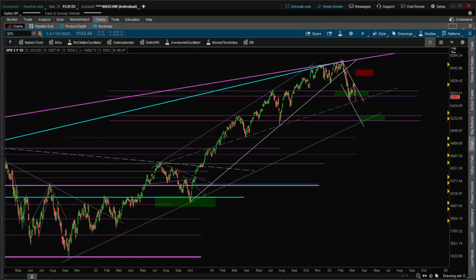So we don't have any structure to the downside yet on any higher degree. And so we'll take a look at all that good stuff. Okay, we're doing this intraday about 11:37 Eastern Standard Time, AM, by the way.